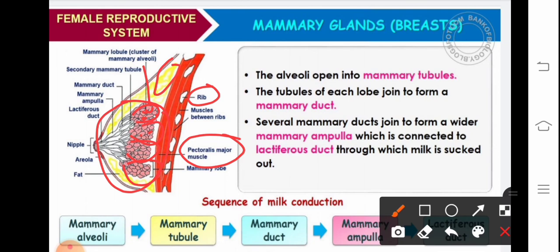The secreted milk will pass through the mammary tubule. Here is the mammary tubule. From the mammary tubule it passes into the mammary duct, from the mammary duct into the mammary ampulla. Then they join together to form the lactiferous duct, from which milk is secreted out. Clear? So this is all about the mammary gland, or the breast.